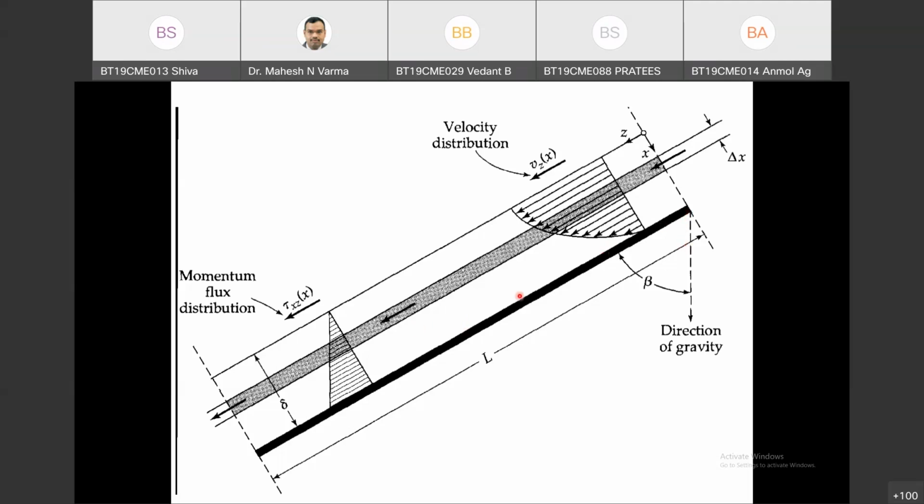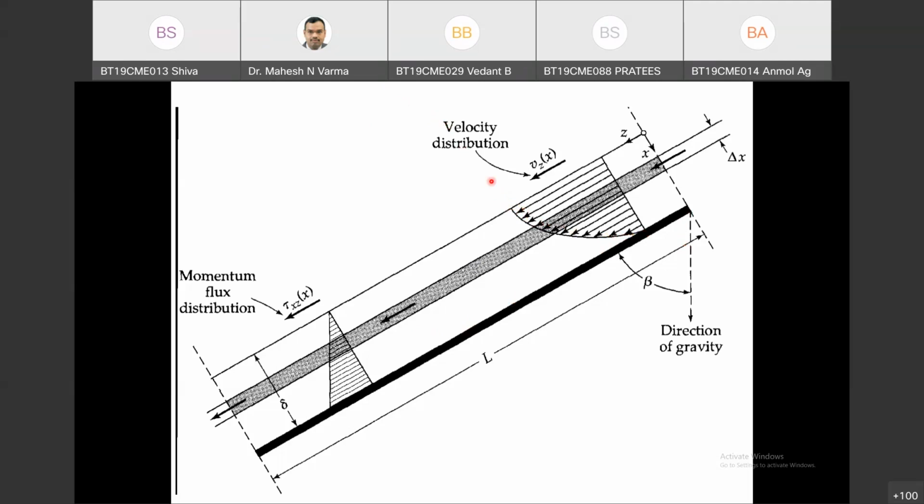Just consider one layer here. So delta is not that small, but delta is not very large. So what will happen? It is increasing to maximum. Now here, after some time, what will happen? This velocity will be constant here. Okay, velocity is constant.